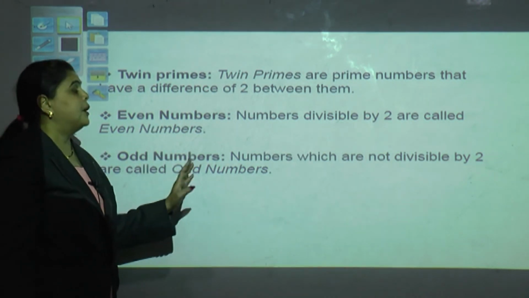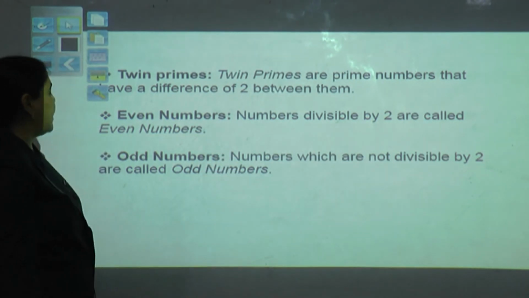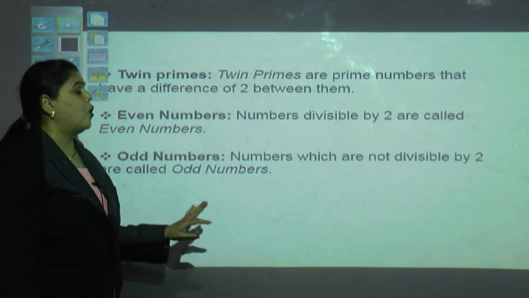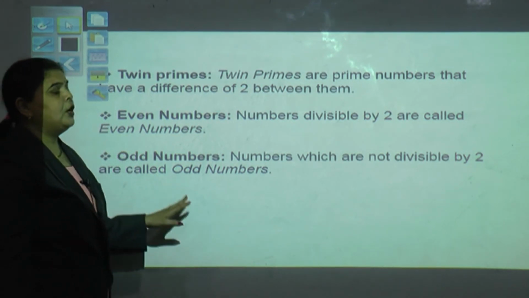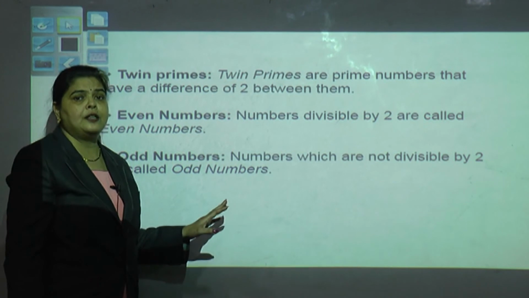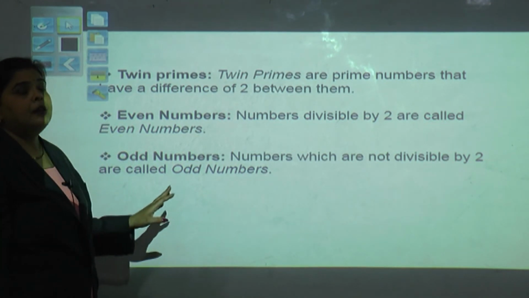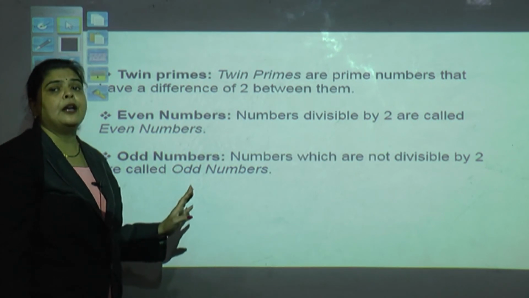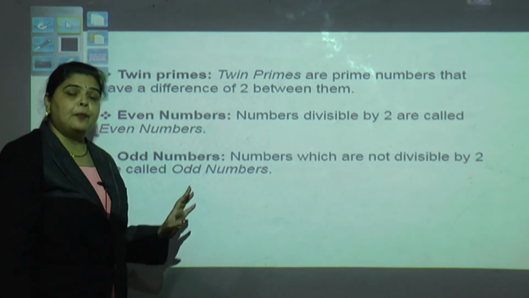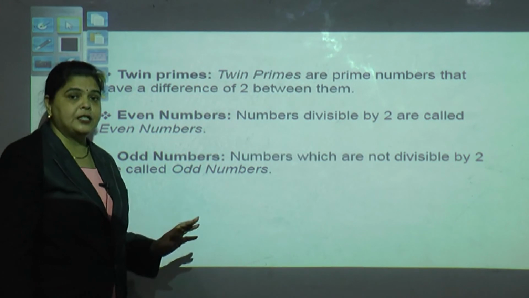Odd numbers are numbers which are not divisible by 2. So we can know what the odd numbers are. In the small classes you had learned 1, 3, 5, 7, 9, 11, 13. Not every odd number is prime, but some odd numbers are also composite numbers.